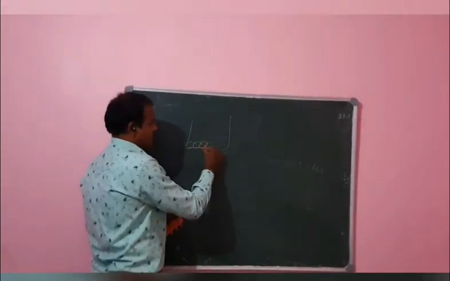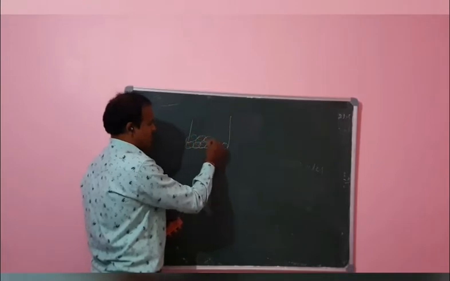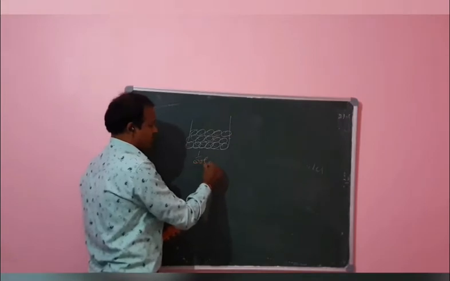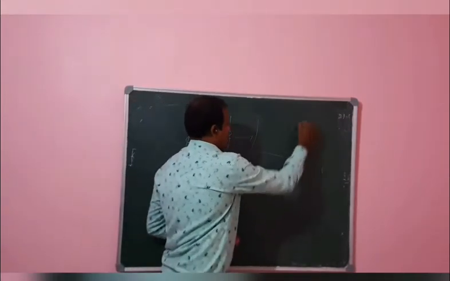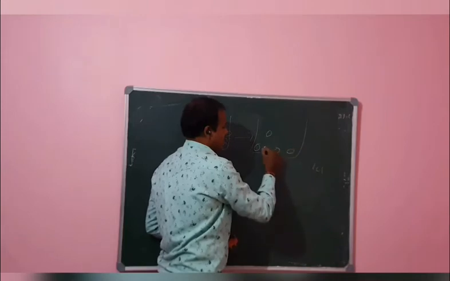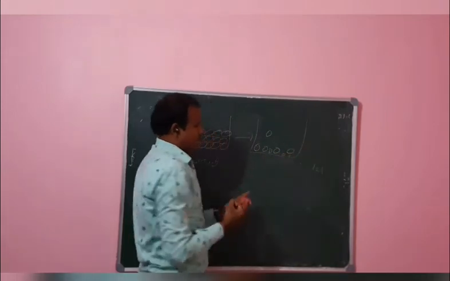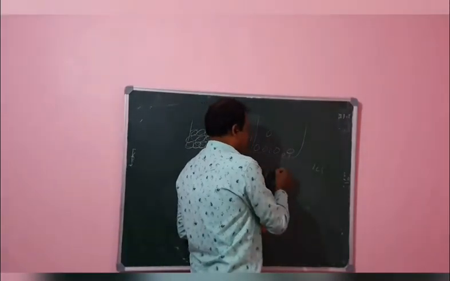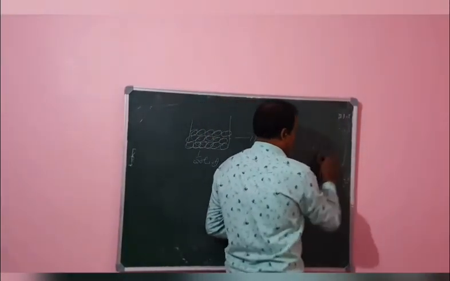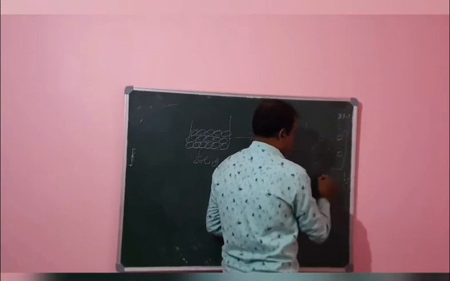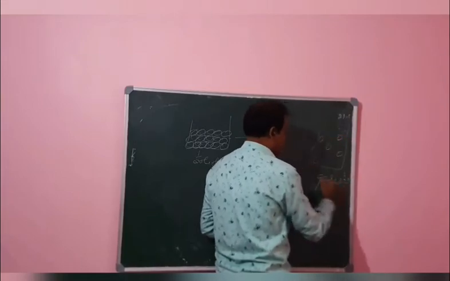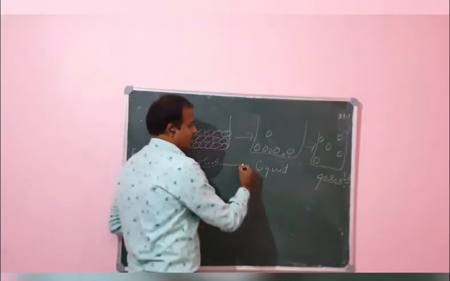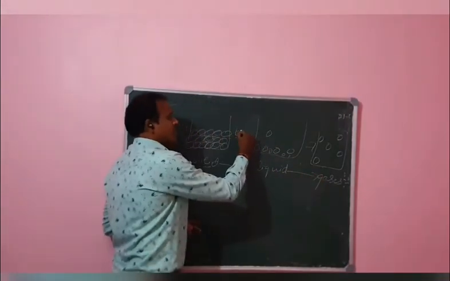This is the solid, where the constituent particles are at fixed positions. When the solid is converted into a liquid, the particles are loosely arranged. This is the liquid. Again, when it goes to the gaseous state, these are the gaseous particles. A solid is converted into a liquid and a liquid into a gas depending upon the temperature.